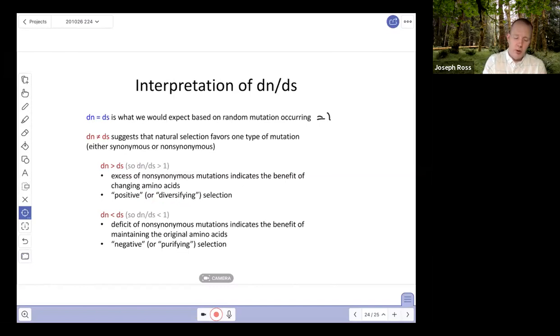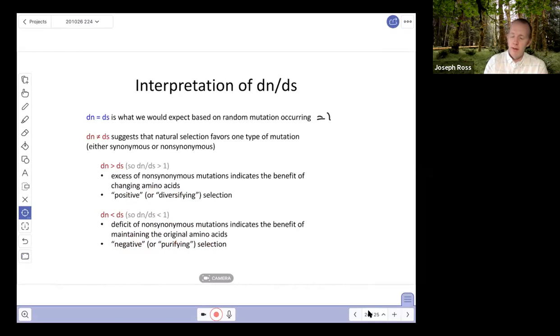The other one that we looked at was dn less than ds, so that ratio would be less than 1. And that is what we probably normally think of as most genes, where the DNA sequence, the gene sequence, shouldn't change because the protein sequence is important, and it shouldn't change because if it did, that would break the function of the protein or cause it to act differently or misbehave. This is called negative or purifying selection. So those are equivalent. We've got negative or positive selection, and we've got purifying or diversifying selection. Those terms can be used interchangeably. And so we saw an example of that purifying selection as well.